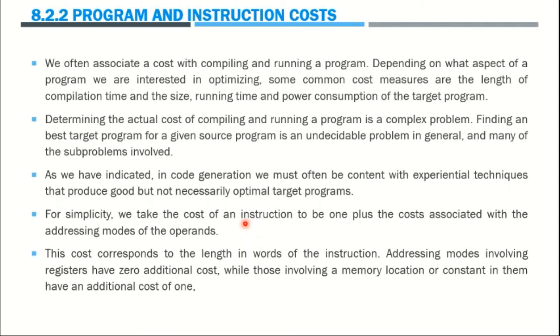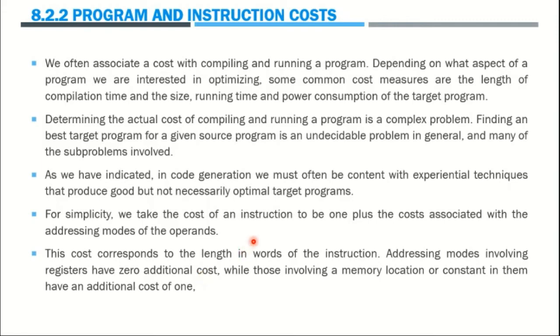For example, if we are performing an instruction that is executed using registers, then the cost of that instruction is 1 only, so there is no additional cost. Whenever we perform an instruction with some memory location, then the cost of that instruction is 1 plus another cost based on the address location, that means 1 plus 1, maybe 2.